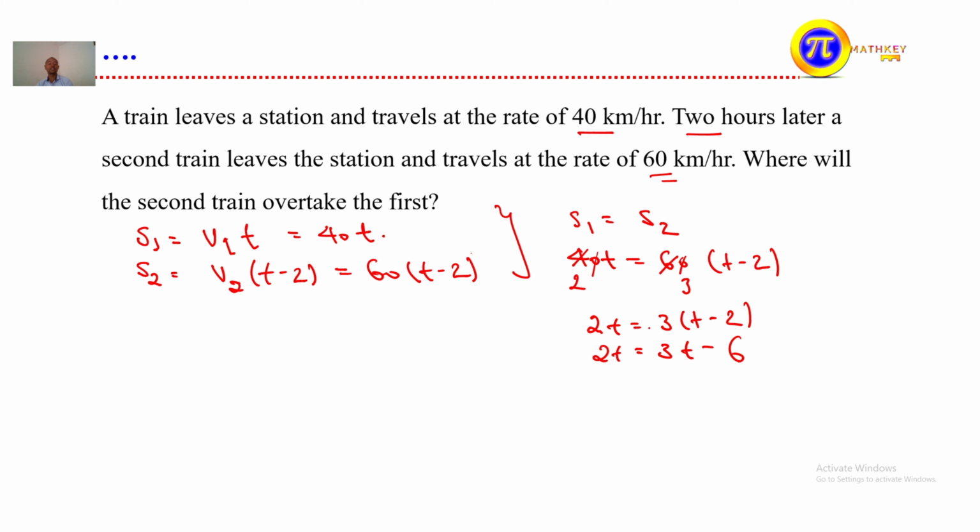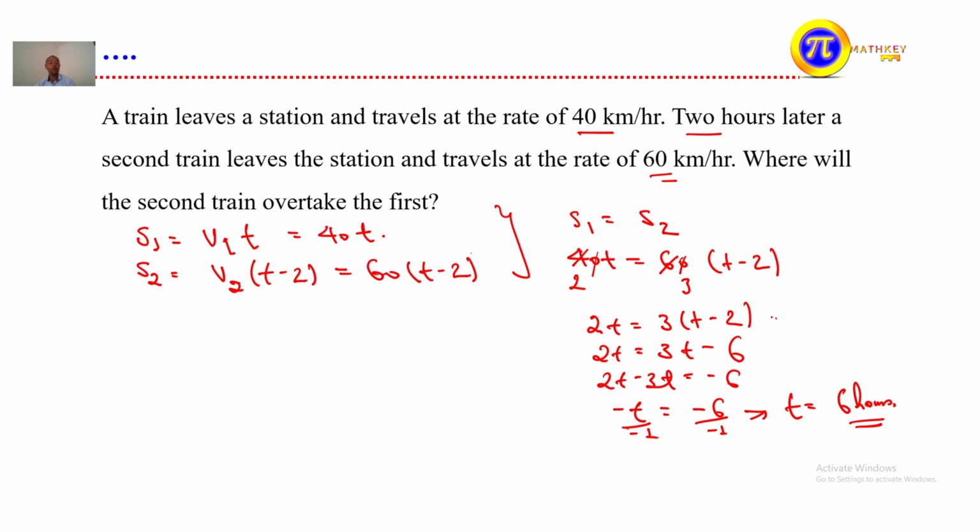So collect like terms, variables together. This means twice T minus 3 times T is equal to negative 6, which is negative T is equal to negative 6. The time is always positive, divided by negative 1 on both sides. This implies the time T is equal to 6 hours.